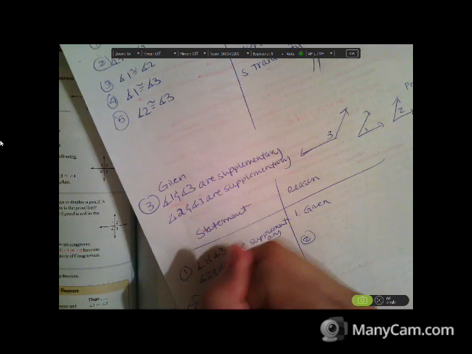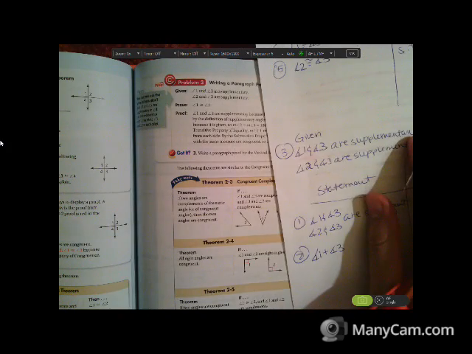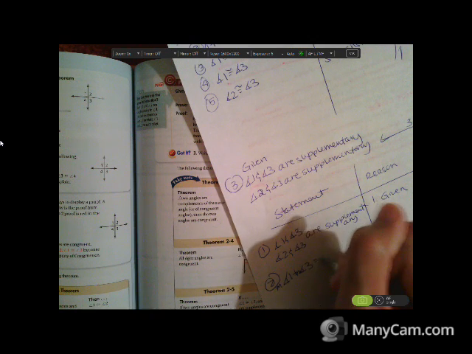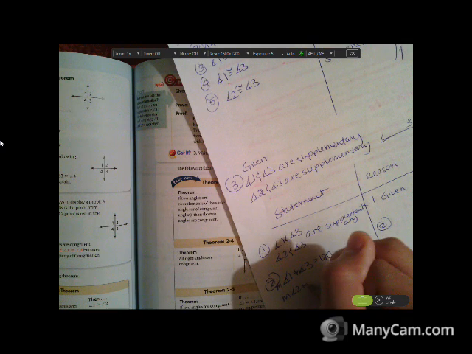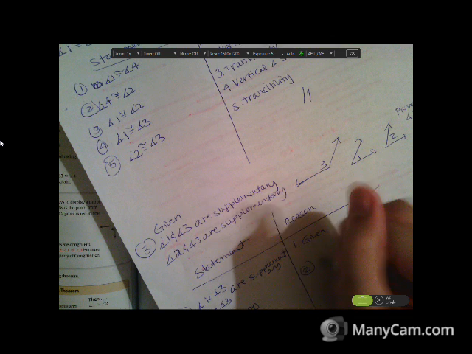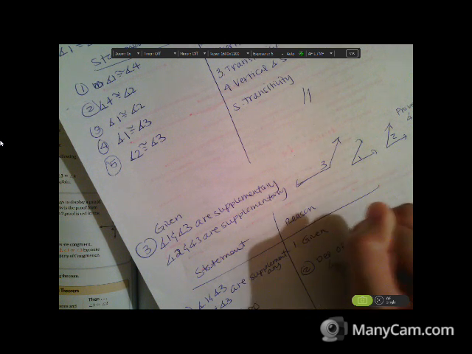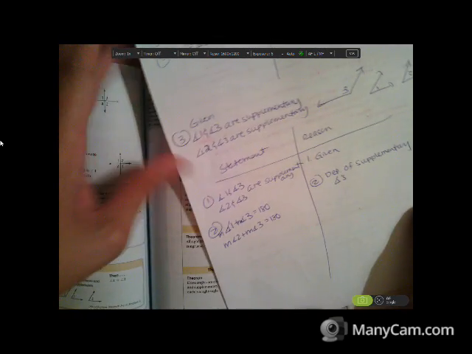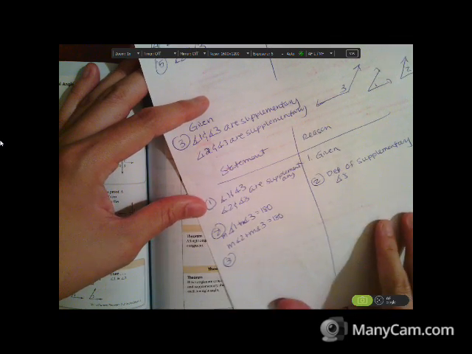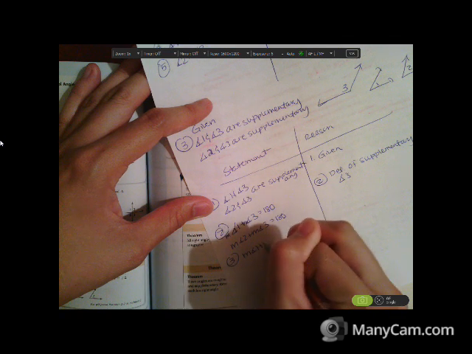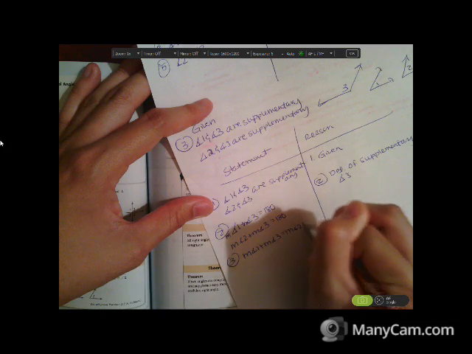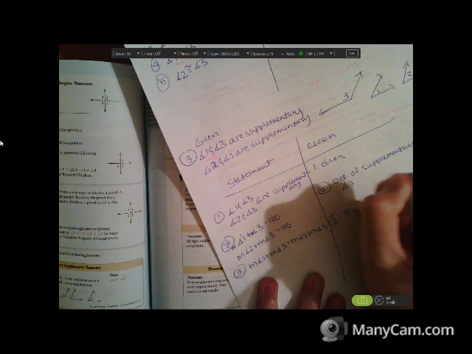Because of that, I can say that the measure of angle 1 plus the measure of angle 3 equals 180, and the measure of angle 2 plus the measure of angle 3 equals 180. That's the definition of supplementary angles. So now my next step is, I can say that the measure of angle 1 plus the measure of angle 3 equals the measure of angle 2 plus the measure of angle 3, by transitivity.